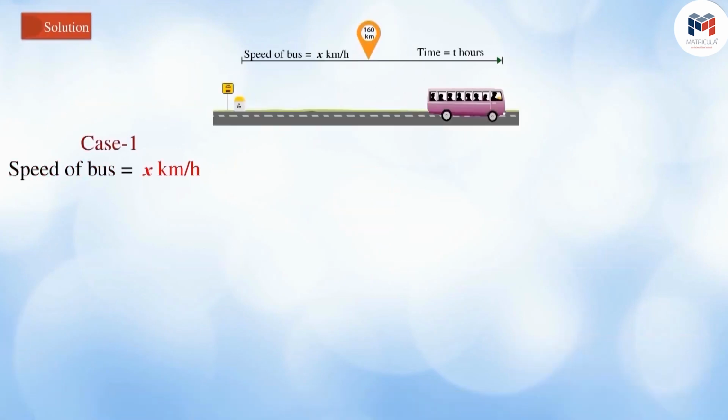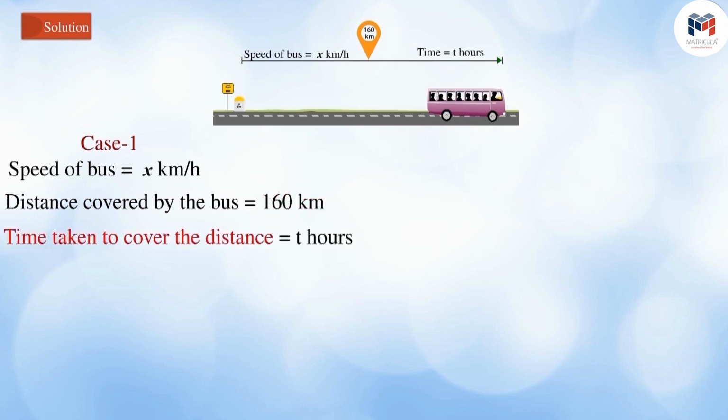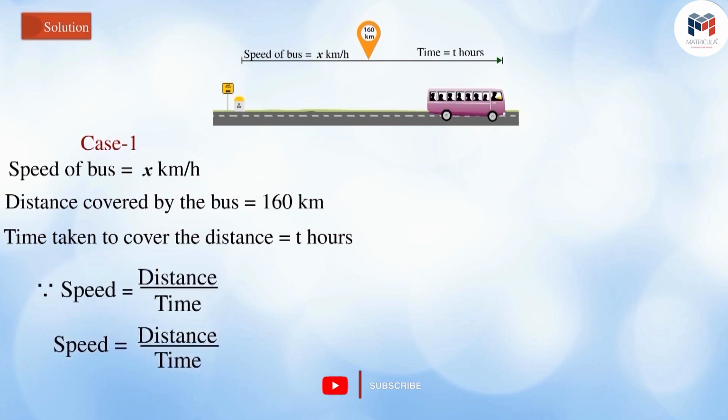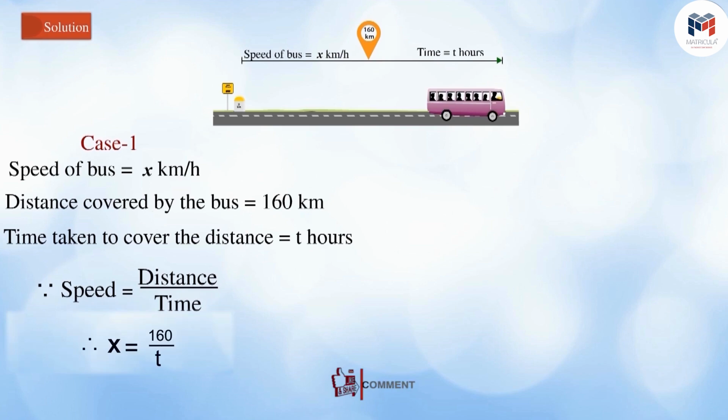Let the speed of the bus be x kilometers per hour. The total distance covered by the bus is 160 kilometers. Let the time taken by the bus to cover the distance be t hours. Since we need to find the equation for the speed of the bus, let's represent it in the following manner. Speed x would be equal to 160 by t, or we can write it as t equals 160 by x, which is represented by equation 1.